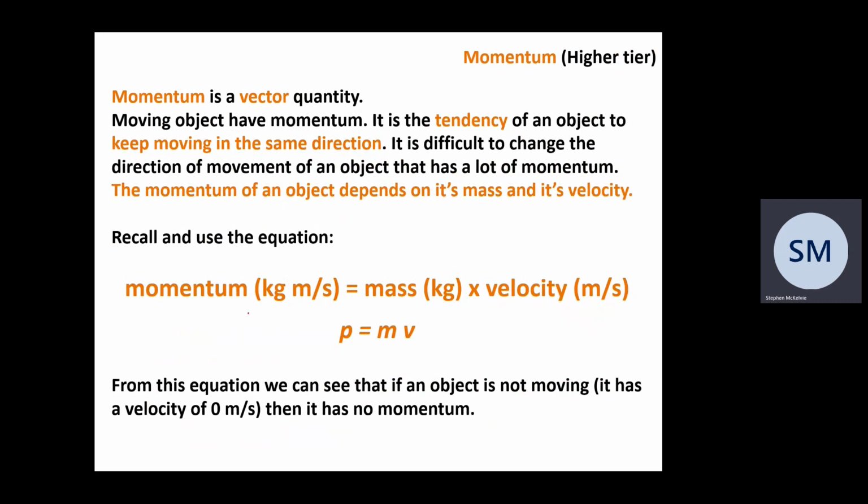So momentum is this idea that if I've got a large thing moving in a particular direction, it's going to be hard to make that thing change its direction. If I've got a fast thing moving in a particular direction, it's going to be hard to change that thing's direction. If something has no momentum, it means it's either not moving or has no mass. And no mass doesn't happen at GCSE, so we'll just say that whenever something isn't moving, its velocity is equal to 0 meters per second.